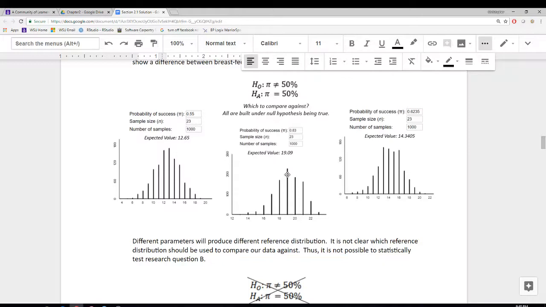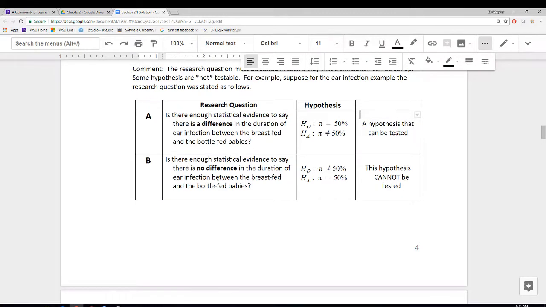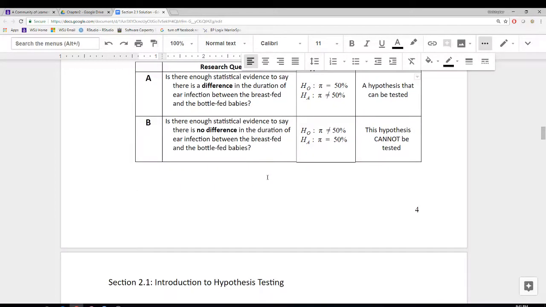Which one of these three are we going to use to evaluate our evidence or to evaluate the study outcome? The issue here is that there are, in fact, infinitely many different simulation models that we could set up. And therefore, there's no fair way to determine which one to use in evaluating the evidence from the study. Therefore, it is not possible to use this framework to consider the research question posed here in Part B. That's not a hypothesis that can be tested using the methods that we are talking about here.